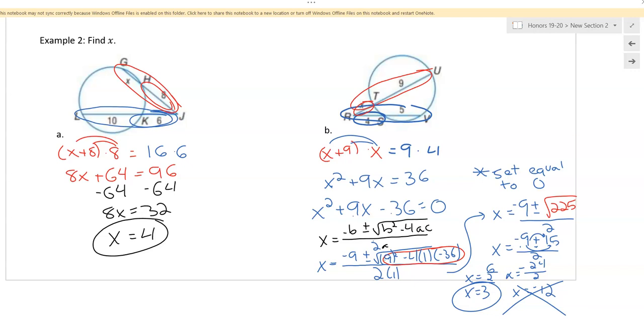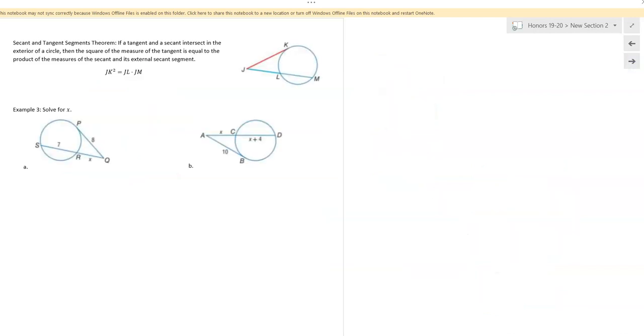Wonderful. A quick review of the quadratic formula. All right, let's look at our next one.